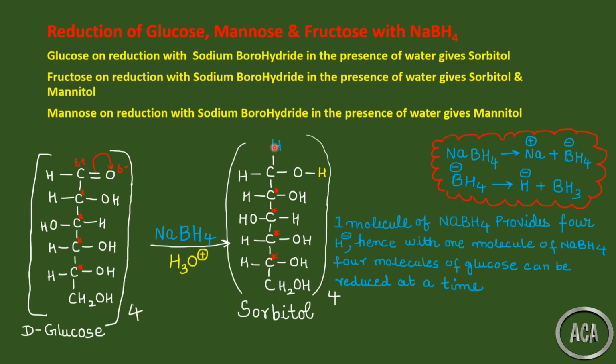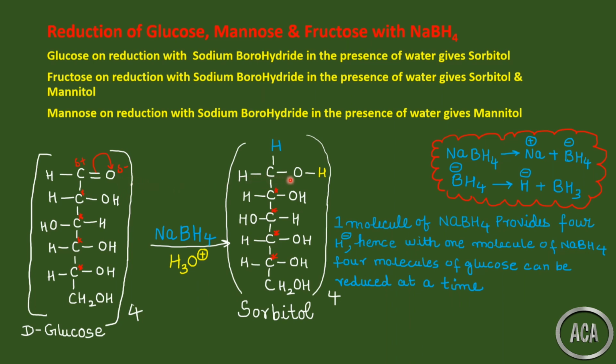As a result, we have added one hydrogen over here, isn't it? Then what happens? The moment O minus is generated over here, that is the negative charge, the proton from the water gets added. The oxygen will get protonated and this will be converted into a hydroxyl group. So this is the way how the aldehyde group is getting reduced to primary alcohol.